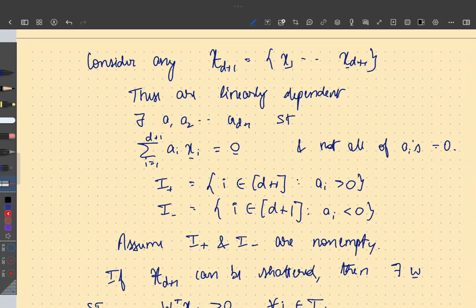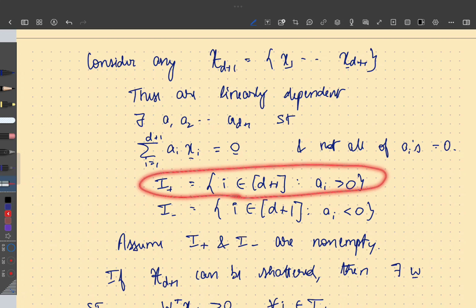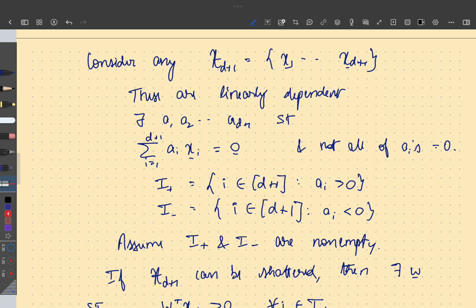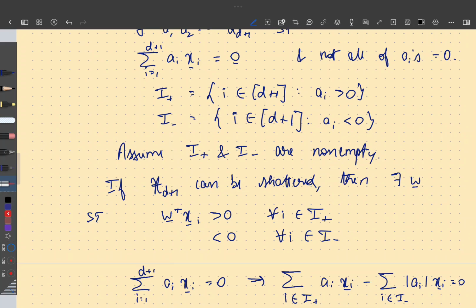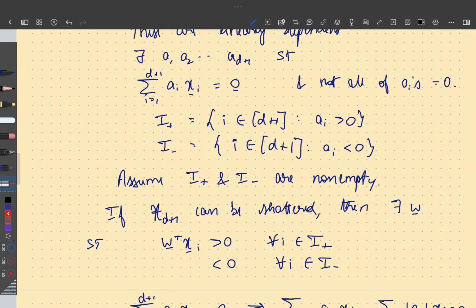Now these a1 through a_{d+1}, not all of them are equal to 0. Some of them will be strictly positive, some of them will be strictly negative, and some of them will be equal to 0. Those which are strictly positive, the corresponding indices, I'll call I plus. Those which are strictly negative will correspond to I minus. Now there are some more for which a_i is equal to 0 and I don't care. So now at least one of these two is non-empty.